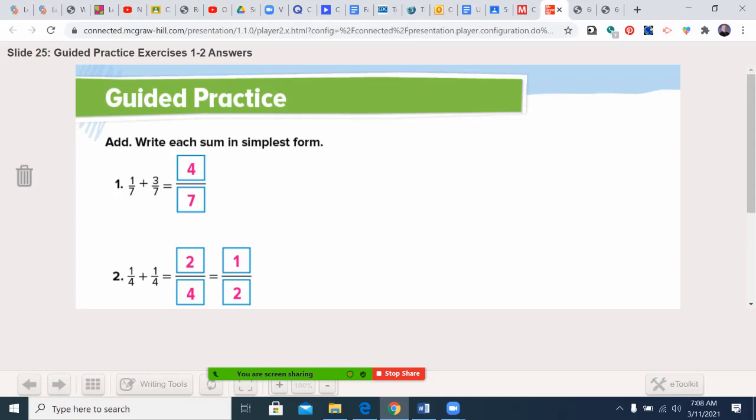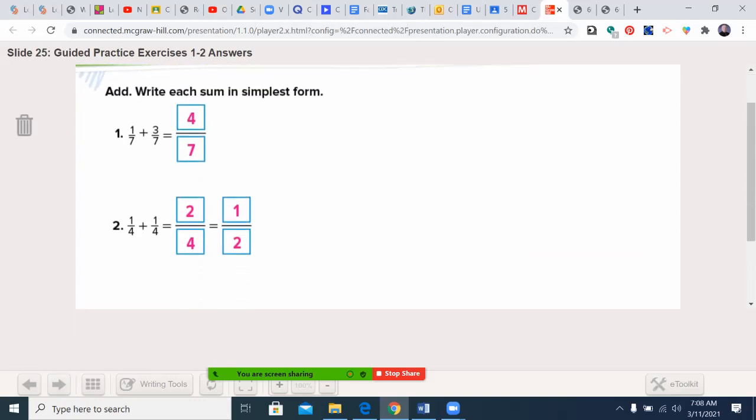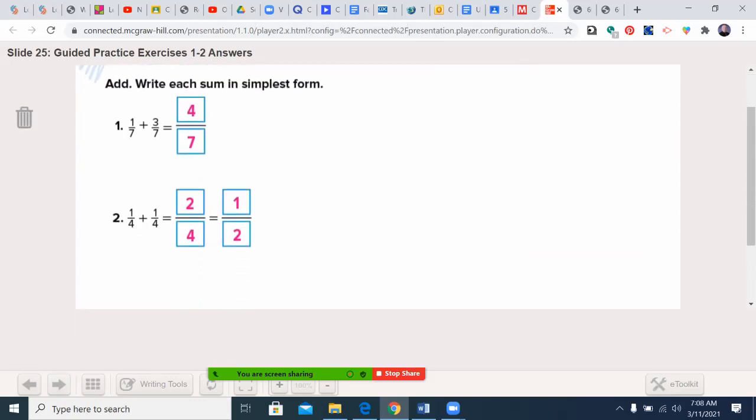Welcome back. 1 plus 3 is 4. 7 plus 7 is, don't add the denominators. You just write the 7. 4/7. 1/4 plus 1/4 is 2/4. Obviously, these are both divisible by 2. They're even numbers. So 2 divided by 2 is 1. 4 divided by 2 is 2.